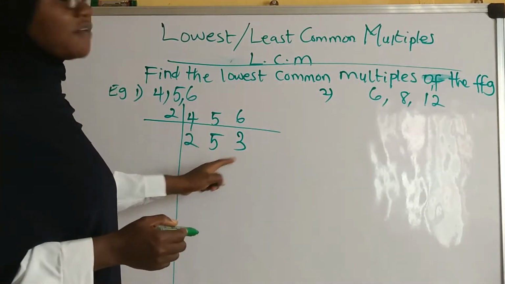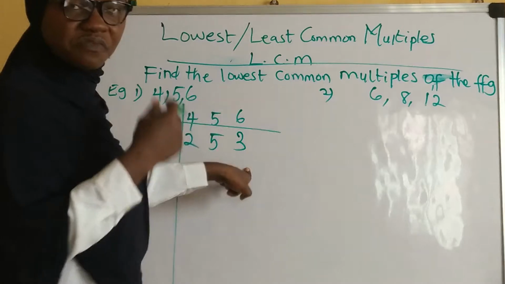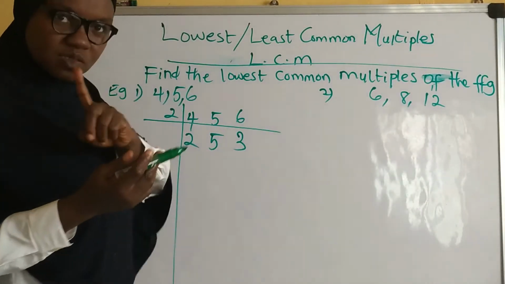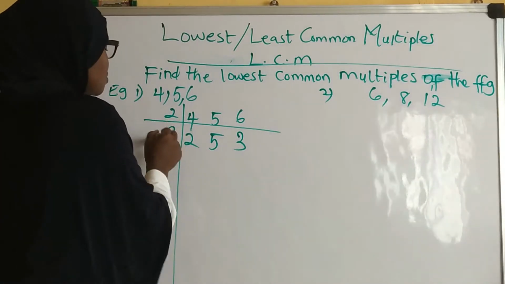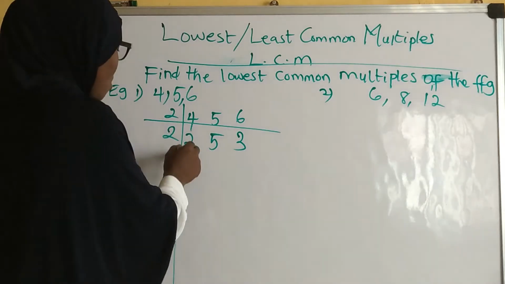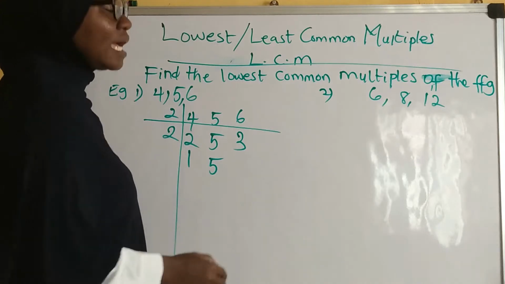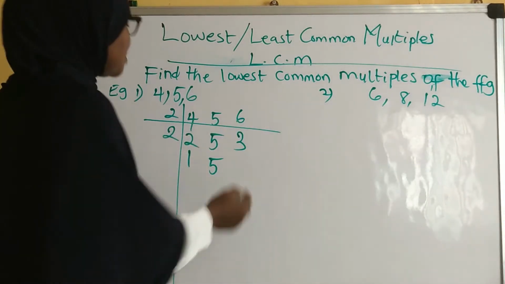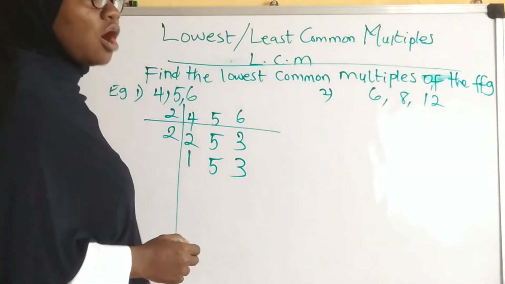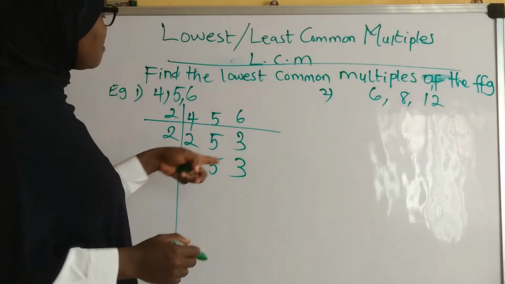Now I have 2, 5, 3. What more can I use to divide that is going to divide any one of them successfully? It is still the same 2. So I'll use 2. How many 2 can I get in 2? 1. Can 2 divide 5? No. So I'm going to write the 5 that way. Can 2 divide 3? No. So I'm going to write the 3 that way. Is that clear? Alright, now the next one is 1, 5, 3.